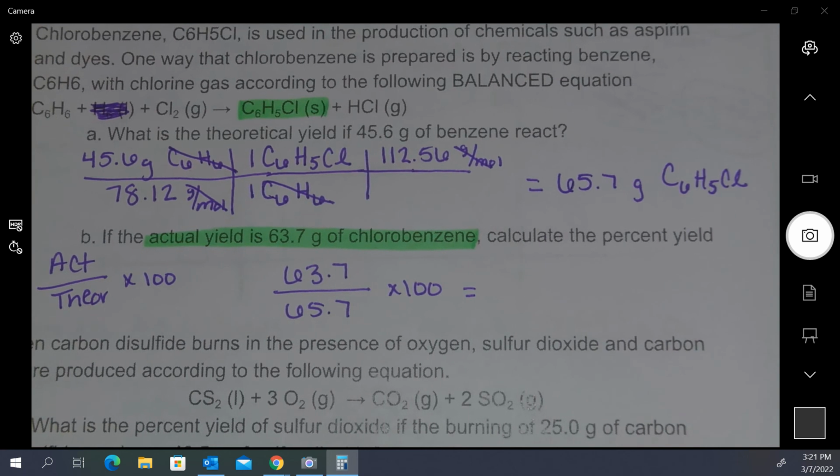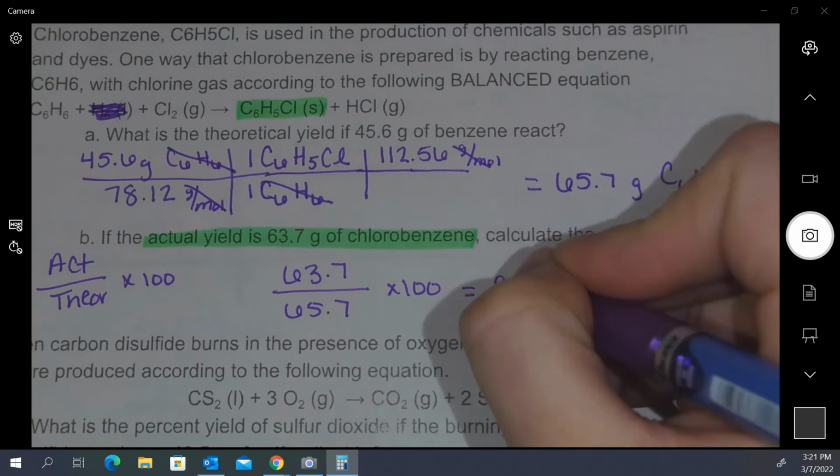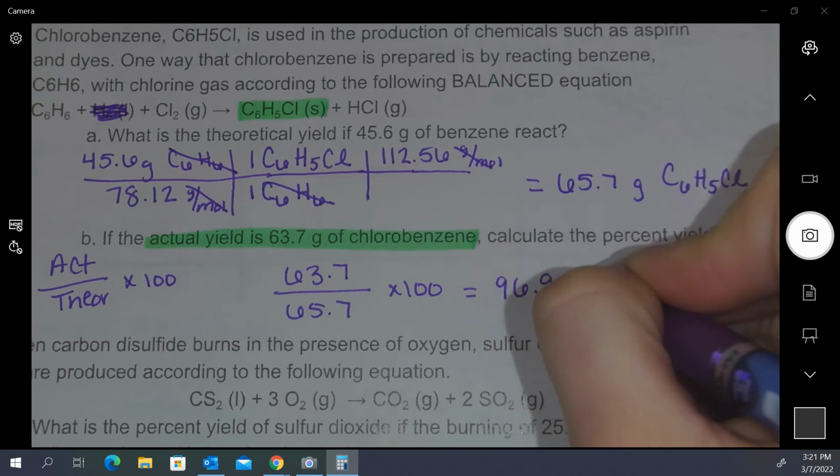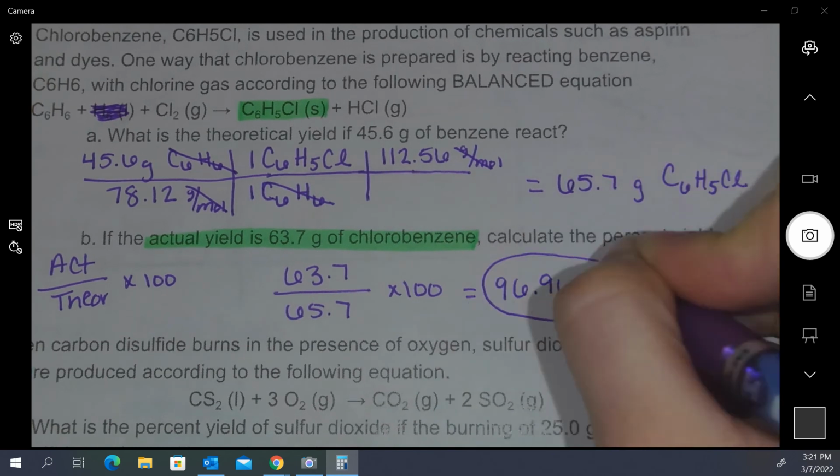And I get 96.95, well, actually 96.96. And that is going to be a percent.